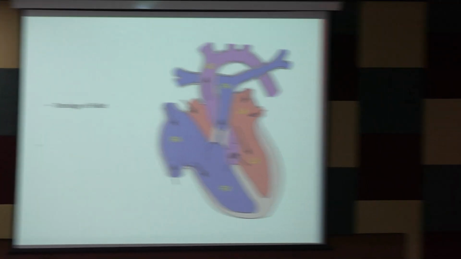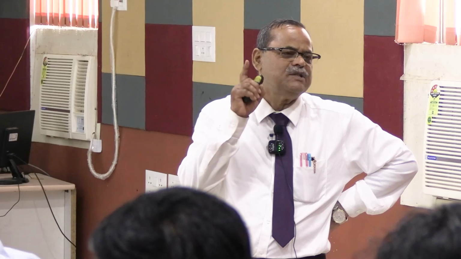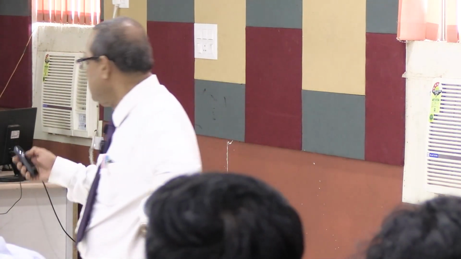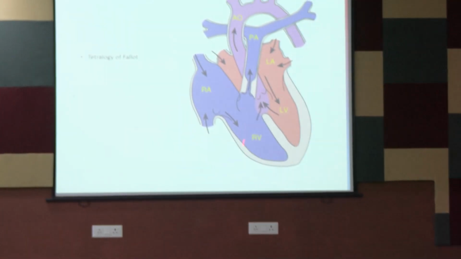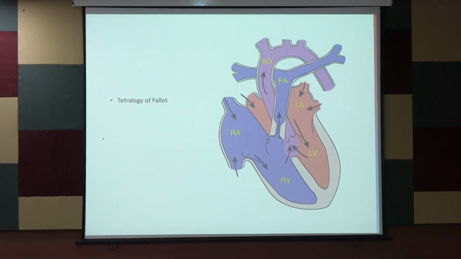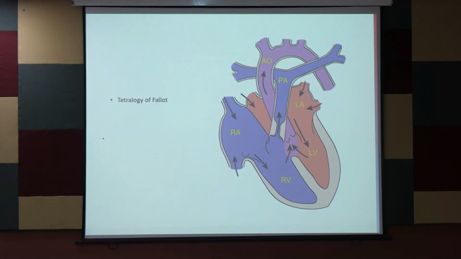But remember, in nature, everyone will like to pass through the natural pathway. What is the natural pathway of the right ventricle? It is the pulmonary artery. So as there is stenosis, the right ventricle tries to pass the blood through the pulmonary artery. But there is stenosis, so the right ventricle has to work more. That's why there is right ventricular hypertrophy. So these are the four components of the Tetralogy of Fallot.